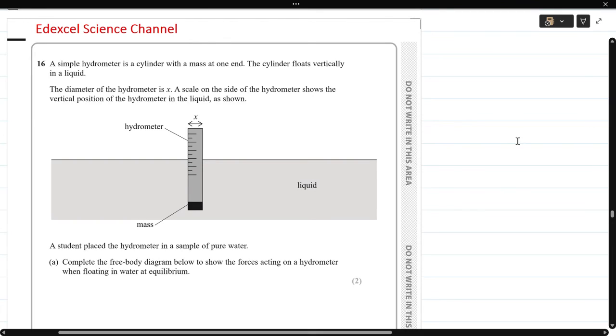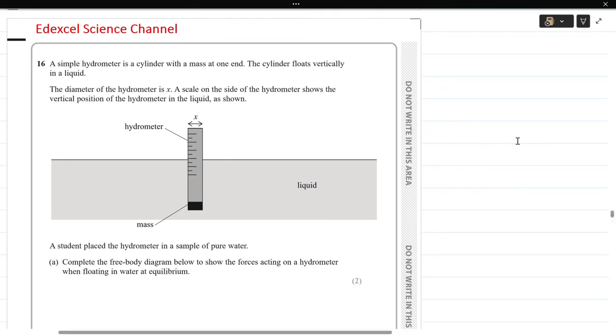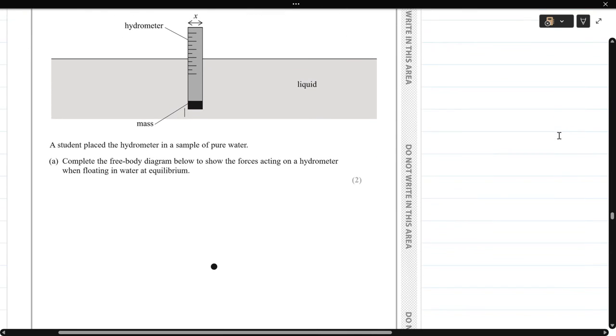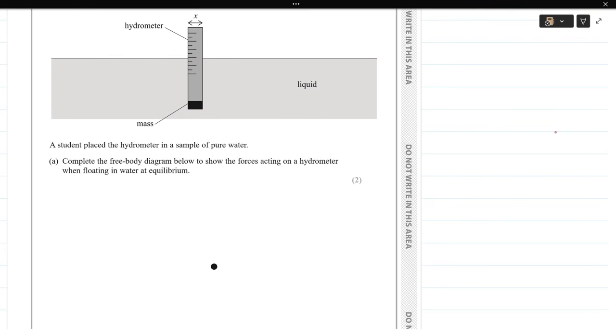A simple hydrometer is a cylinder with a mass at one end. The cylinder floats vertically in a liquid. The diameter of the hydrometer is x. A scale on the side of the hydrometer shows the vertical position of the hydrometer in the liquid. So this scale is going to tell us how deep the hydrometer is inside the fluid. A student placed the hydrometer in a sample of pure water. Complete the free body diagram.